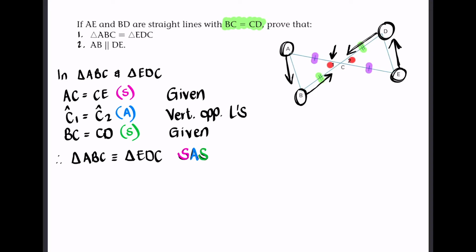All right, the next question says, prove that AB is parallel to DE. So we want to prove two parallel sides. I'm going to highlight these two parallel sides in yellow. These are the two parallel sides that I want to identify.